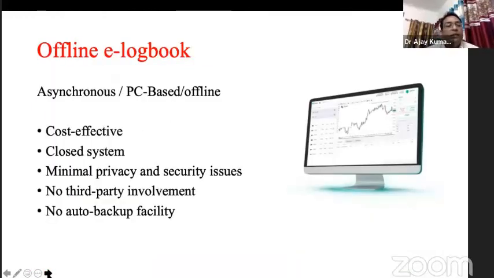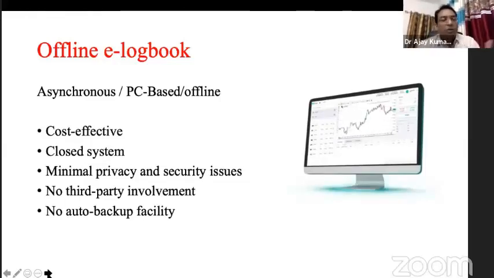Now coming to the electronic form of logbook. Basically, we can have two types of logbook. One is an offline logbook, another is an online logbook. The offline logbook is very easy. I think many institutions are already using it. It is a very cost-effective process, and here the student has to log his activity on a particular computer. We do not have much privacy and security issue with it. There is no involvement of a third party. The only thing is we have to secure the data somehow.